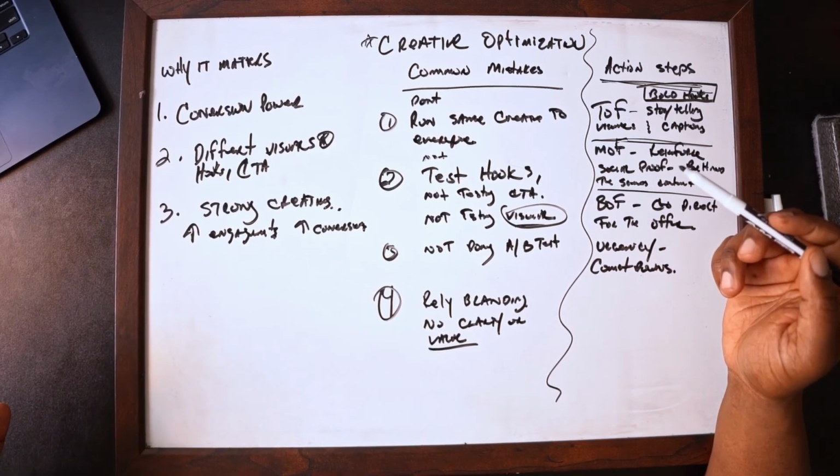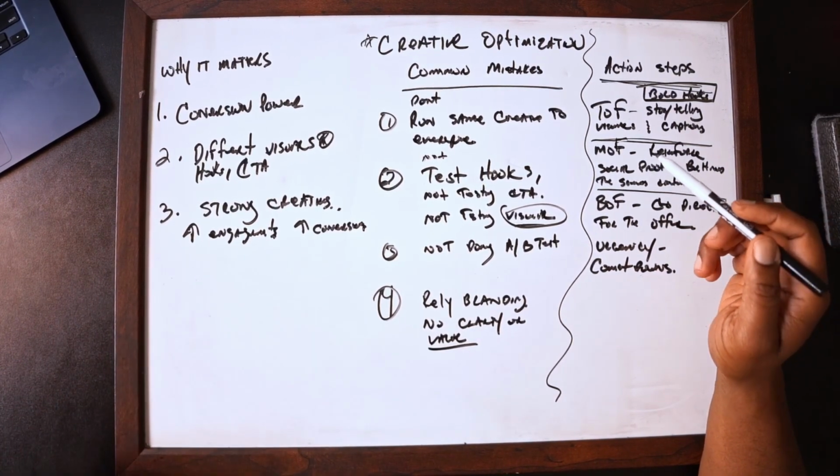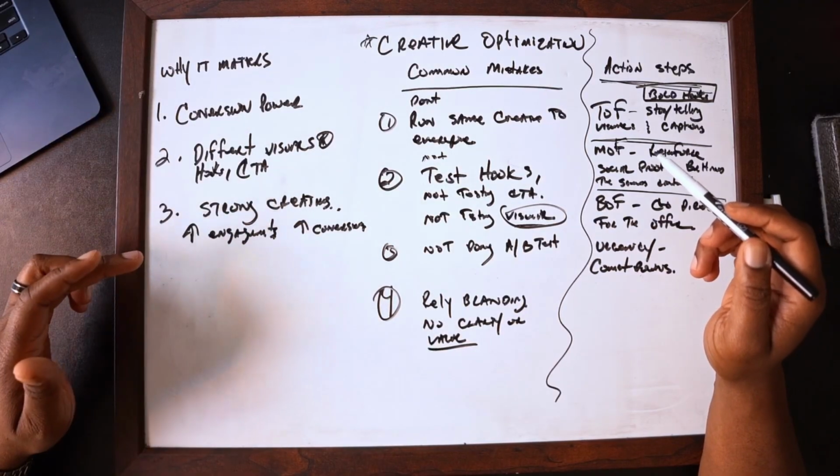So that wraps up why creative optimization is so huge. Again, conversion power, different visuals, different hooks, stronger creatives. Make sure you are removing your mindset from running the same creative the whole time. Make sure you do A/B tests, because that'll test the hook, the call to action, and your visual. And make sure you're not just relying on who you were for the last event. That doesn't mean you're gonna sell out this event. Make sure you're adding clarity and value. And again, we talked about the action steps. So make sure you're killing it and optimizing for greatness with all of these creative strategies.